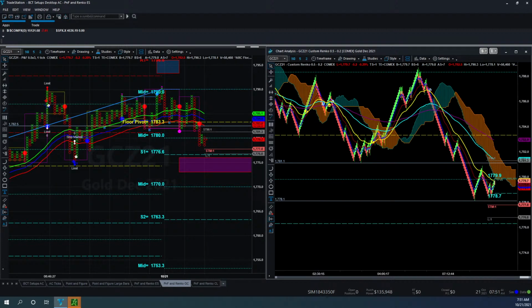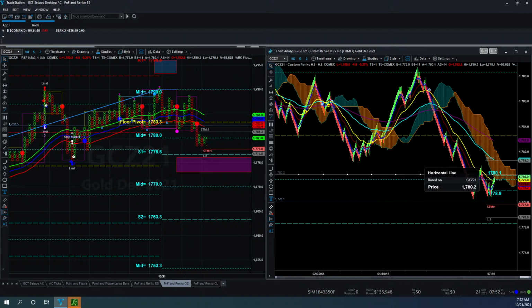And gold, that is the support break I was looking for. It didn't do it, so now it's consolidating. And then we would have a trend reversal above 1780.9 in the Renko.